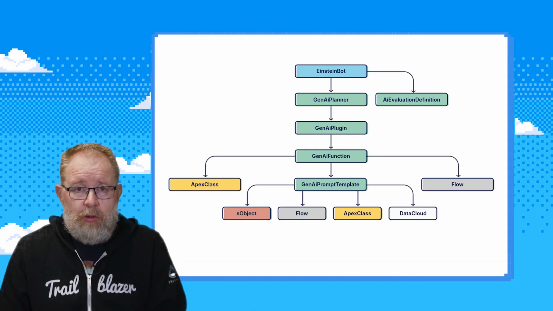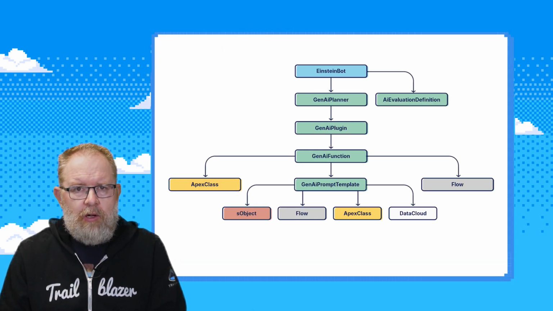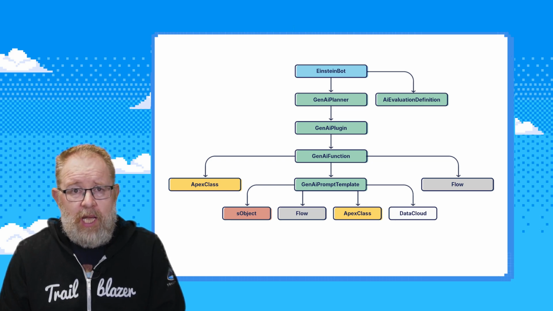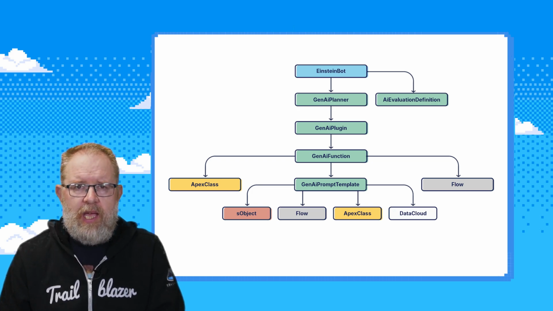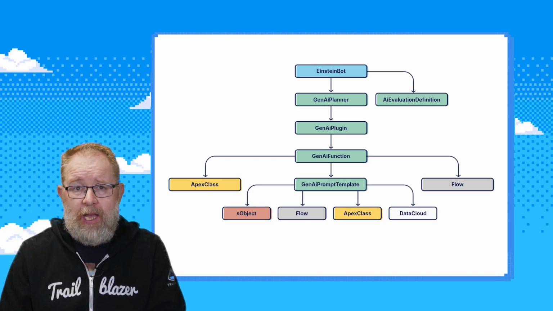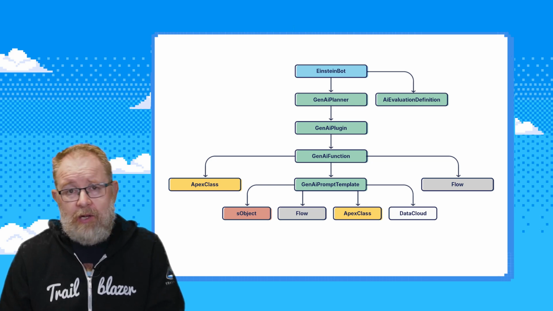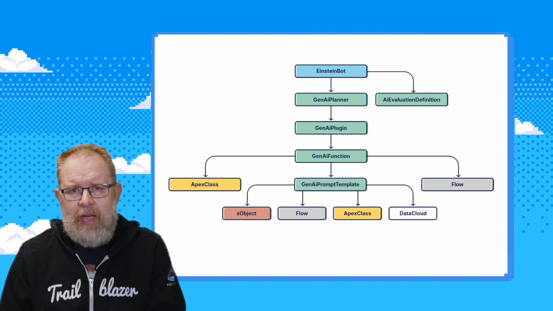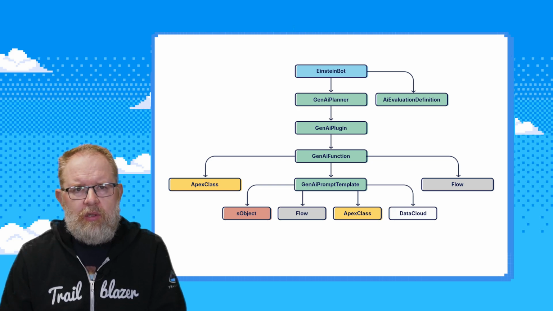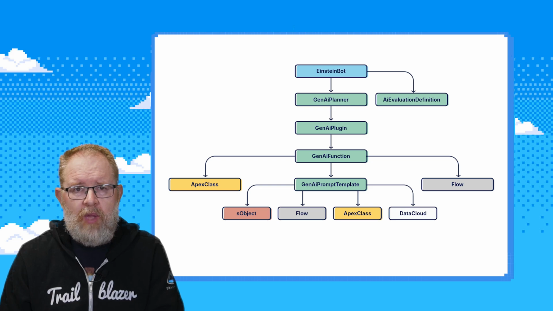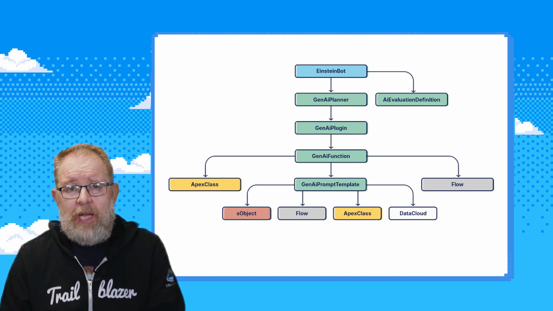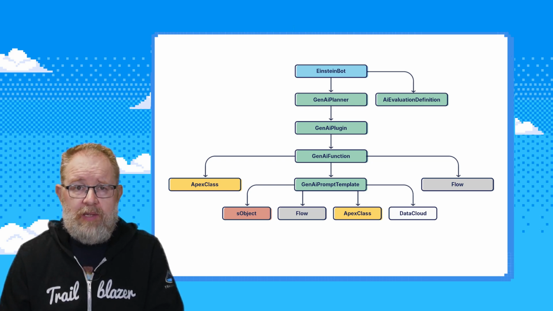So here's a quick rundown of all those components. Gen AI Planner, which is the agent itself, found in Agent Studio. Gen AI Plugin, the topics or subject areas built into Agent Builder. Gen AI Function, which is the actions your agent can take under Topics and then Actions. Gen AI Prompt Template, how your agent talks, in Prompt Builder. And AI Evaluation Definition is your test cases that you create in the Agentforce Testing Center. Each one of these plays a critical role in how your agent thinks, acts, speaks, and learns.